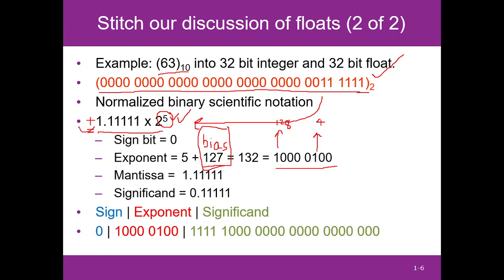Since this is a positive number, the sign bit is going to be 0. The exponent is 5 here, we need to add the bias 127, and it becomes 132. If we convert 132 into an 8-bit value, this is how it would look. So 128 plus 4 is 132. And then we have this as the mantissa. We don't need to store this part of the mantissa, we just need to store the significand, and we don't need to store the decimal point. The exponent basically determines where the position of the decimal point would be. So if we insert these values, this is the sign 0, since the number is positive, this is the exponent 132 in binary, and this is the significand. This is how the same number 63 would look in 32-bit floating point format.